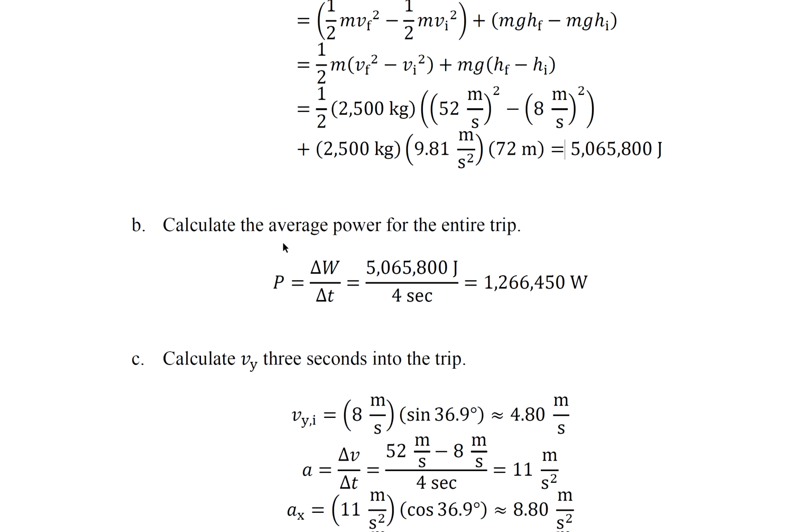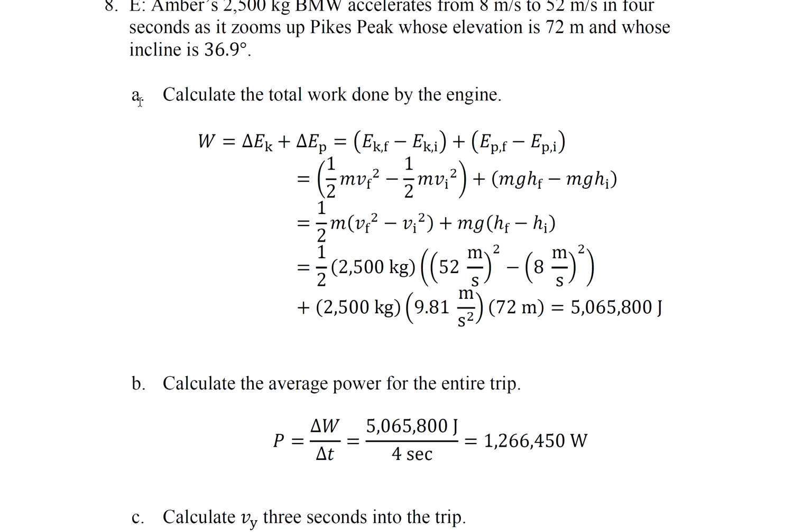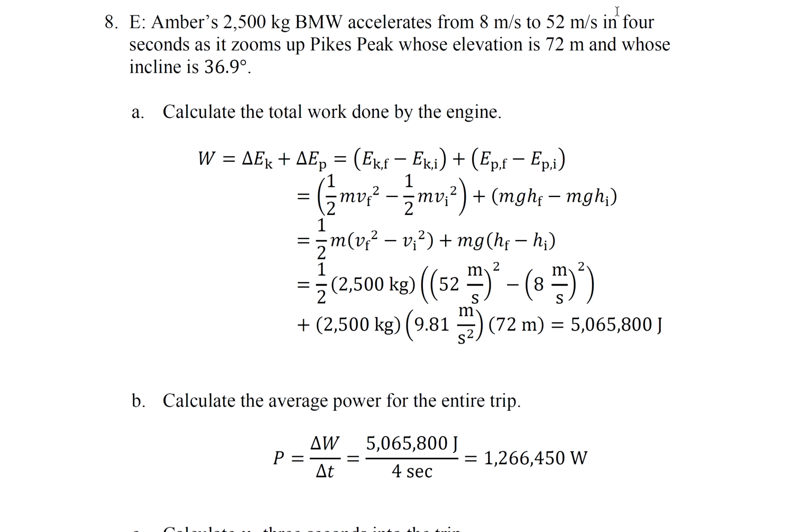Part B, calculate the average power for the entire trip. So the numerator is from part A, and the time is from the problem. It says 4 seconds.